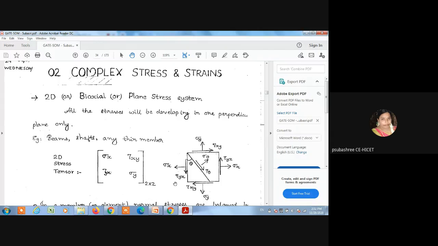This is the second topic, complex stress and strains. Biaxial, then principal stresses, principal plane, then shear stresses, maximum shear stress. These are the topics included in complex stress and strain. The first system is 2D, two-dimensional, or biaxial, or plane stress system, which means all the stresses develop in one perpendicular plane only.